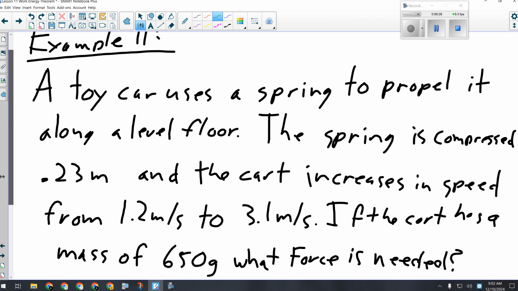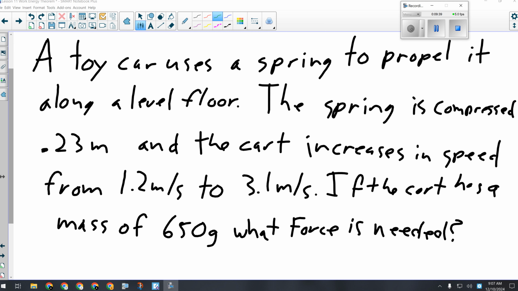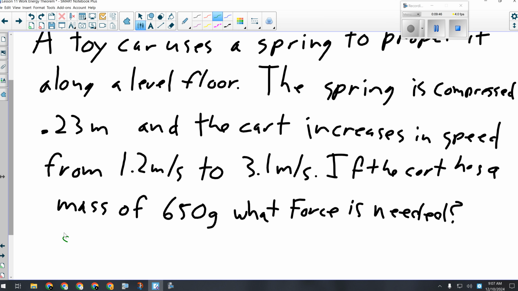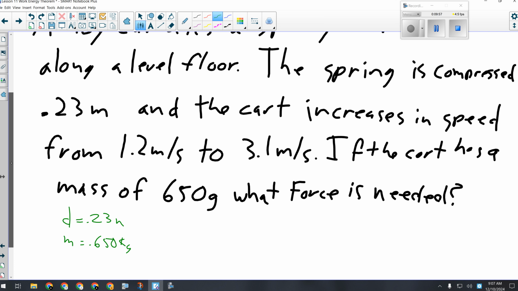Pretty similar to the one we just did, but it does have one small trick in it. And then we'll probably start talking about conservation of energy after that. So if we're having a look at this, guys, our givens are that we're told how far the spring is compressed. That would be our distance, so 0.23 meters. Our mass is 0.650 kilograms, and our initial speed is 1.2.